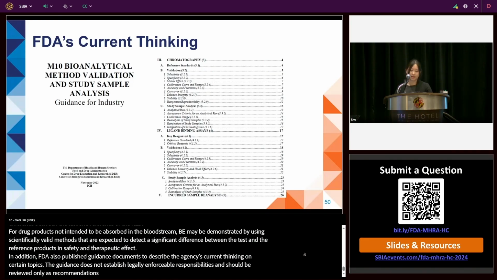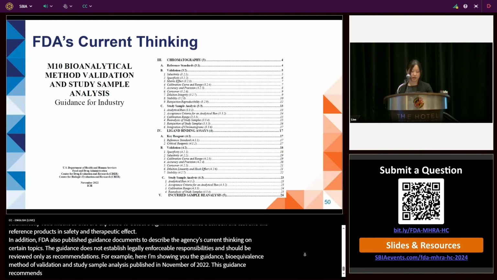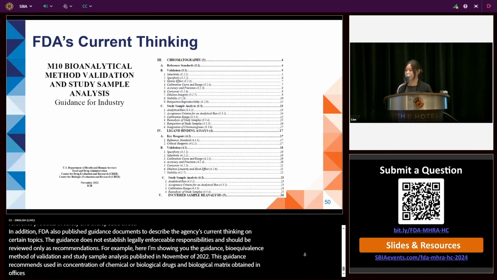For example, here I'm showing you the guidance M10 Bioanalytical Method Validation and Study Sample Analysis published in November of 2022. This guidance describes recommendations of the bioanalytical methods used to measure concentration of chemical and/or biological drugs in biological matrices obtained in all phases of clinical trials in regulatory submissions, including comparative BA or BE studies.